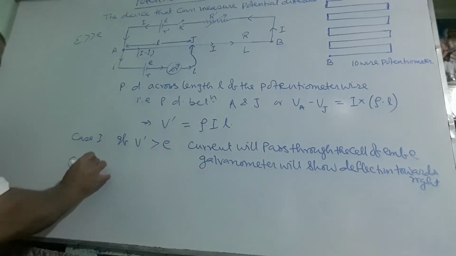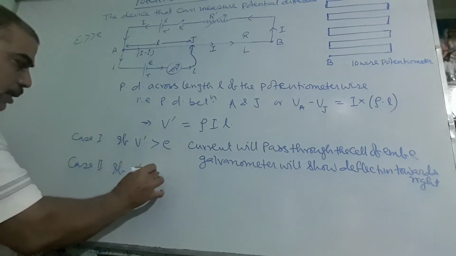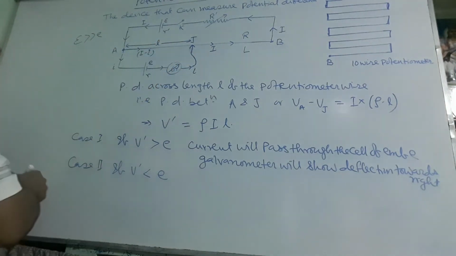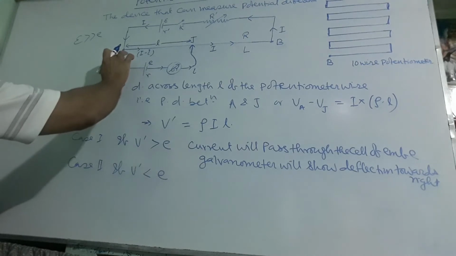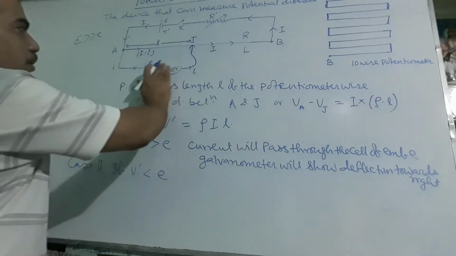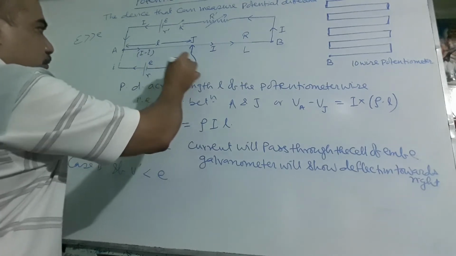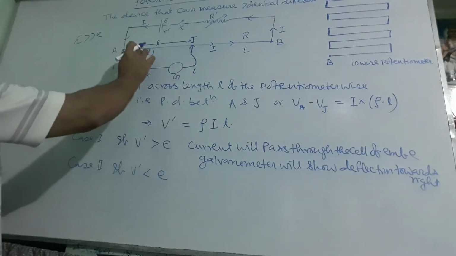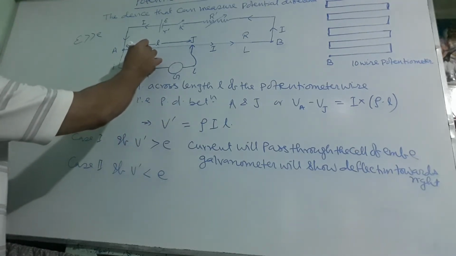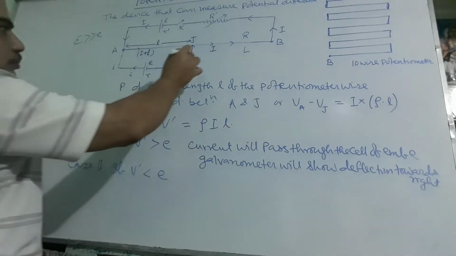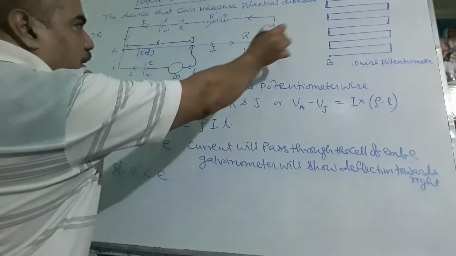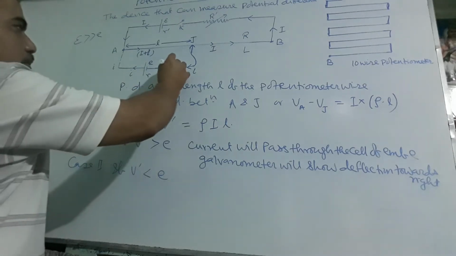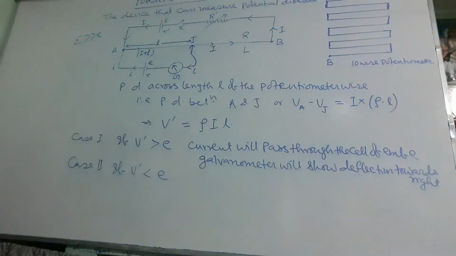Now the second case may be if this V dash is less than E, that is this potential difference becomes less than this. In that case, the current will be drawn from this place. This cell will start giving current, and here current will increase. It will become I plus I. And again here it will become I only, because this I will pass through this one. And the galvanometer will show deflection on the left side.